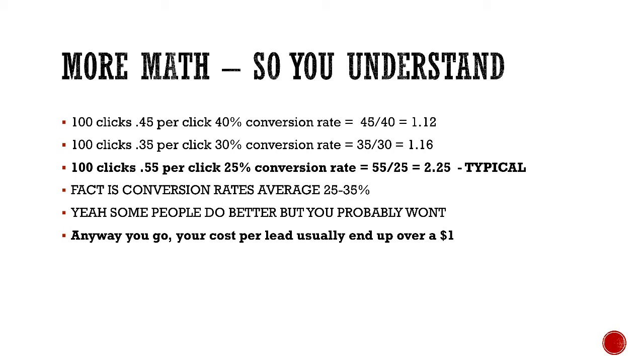Let's say you paid 55 cents per click, and this happens all the time, and you only get a 25% conversion rate. That's $2.25 per lead. This is typically what people experience. Oh wow, I got 25 to 40% conversion rate. That is people, list members, open list members. Okay?